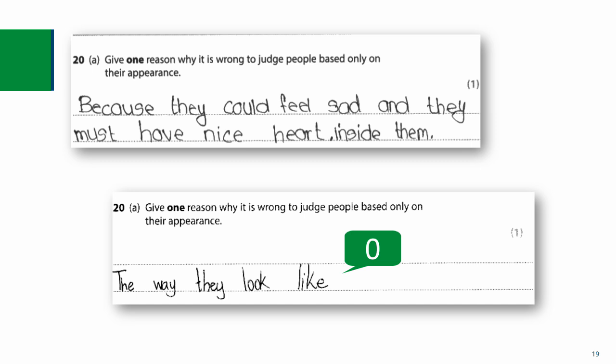This was awarded 0 marks. The answer, the way they look like. There wasn't enough here to be able to award a mark. Whereas this item, because they could feel sad, and they must have a nice heart inside them. Essentially, we've got 2 reasons here. It's wrong to judge people on their appearance because it could make them feel sad, and they may have a nice heart inside them. There are two things here.